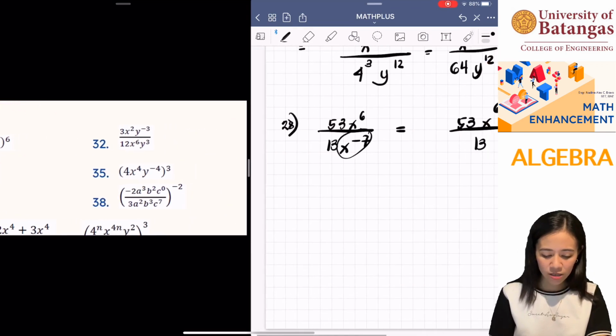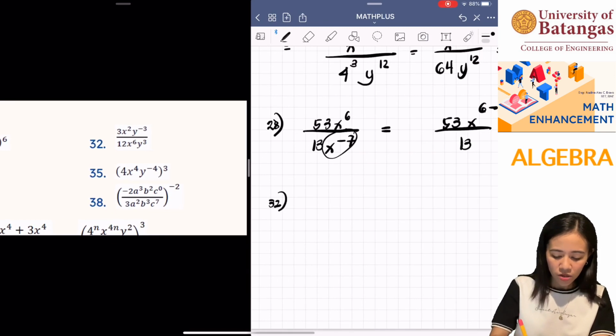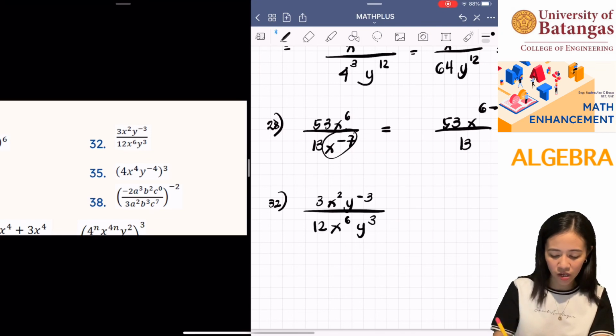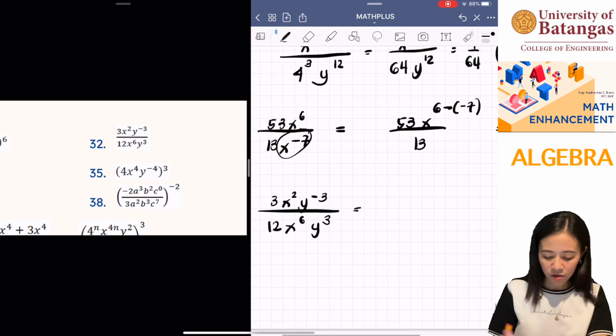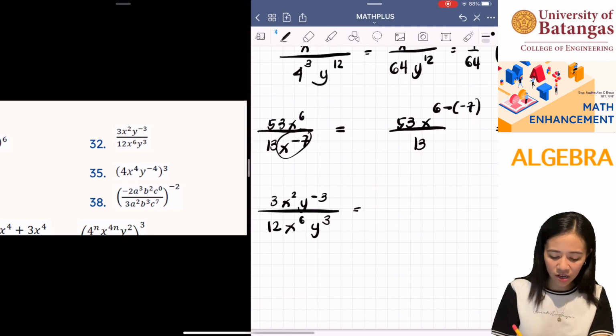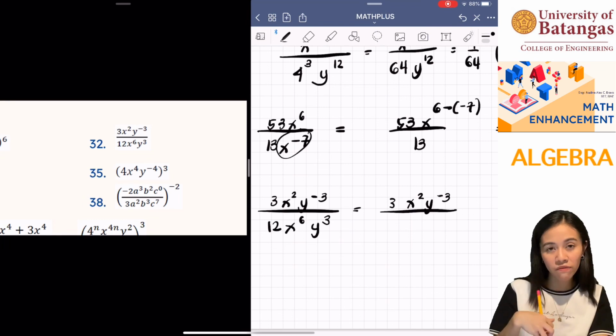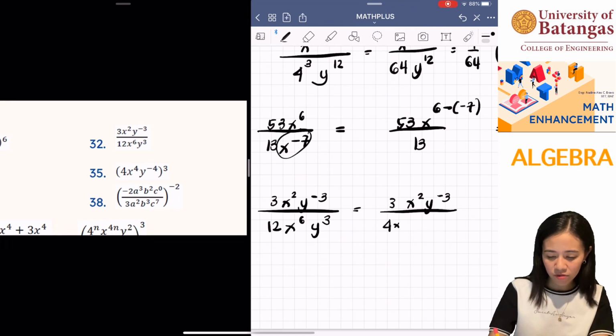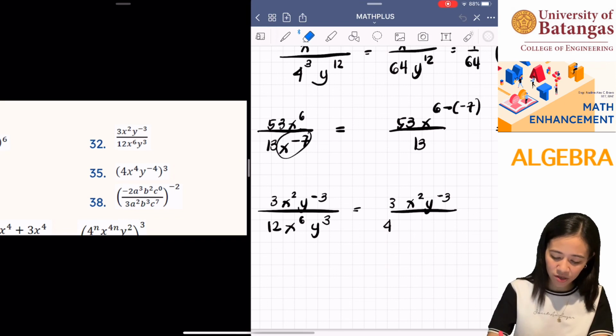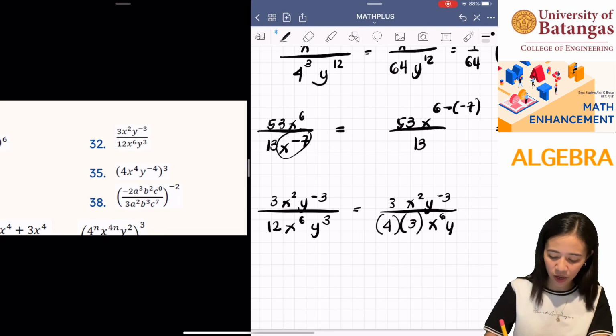Okay. Next, number 32. You have there 3x squared y raised to negative 3 all over 12x raised to 6 y raised to 3. So, ang mangyayari dito, pwede ko nang i-cancel kasi ito 4 times 3, diba, si 12? O, ganito, sulat natin. 3x squared y raised to negative 3 all over 12 can be written as 4 times 3. Let me use a parenthesis na lang for that. So, this will be 4 times 3, and then you have x raised to 6, tsaka y cube.